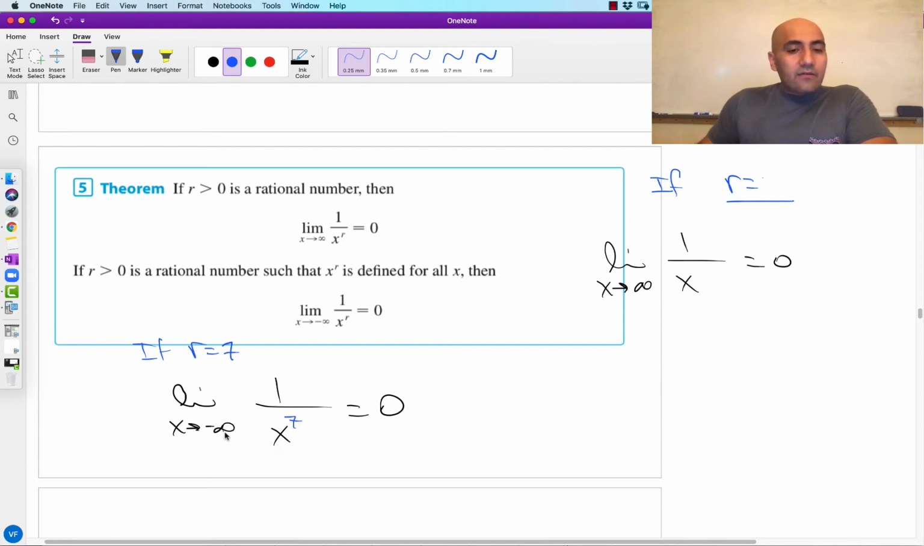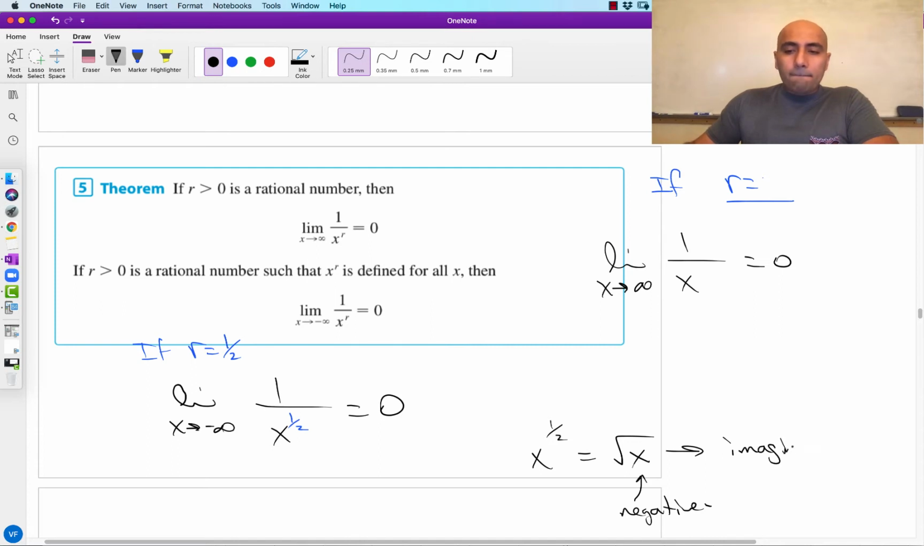Remember, the input values are negative now, so we have to be careful about which choices we pick, because as we're putting in negative numbers, if we put a number here that results in an imaginary number, then we have issues. So, for example, if we let r equal positive 1/2, remember that x to the 1/2 power is the same thing as the square root of x, and now if I'm inputting negative numbers, negatives are going to result in imaginary numbers. And that's not what we want right now. Again, that's fun for another day.